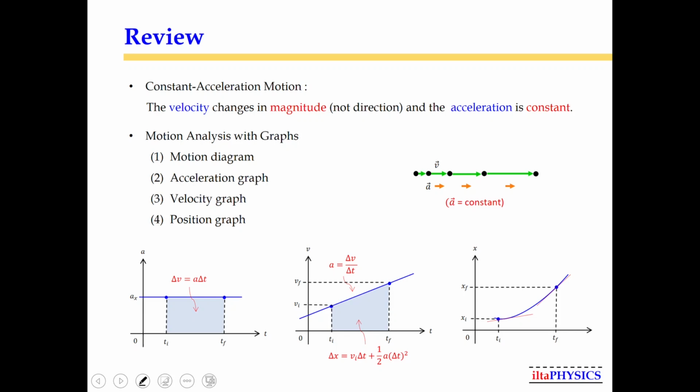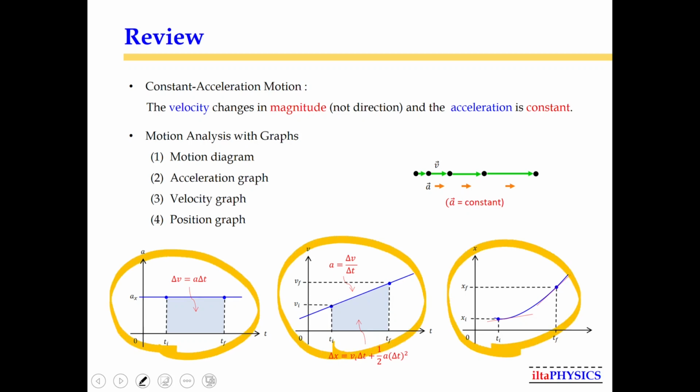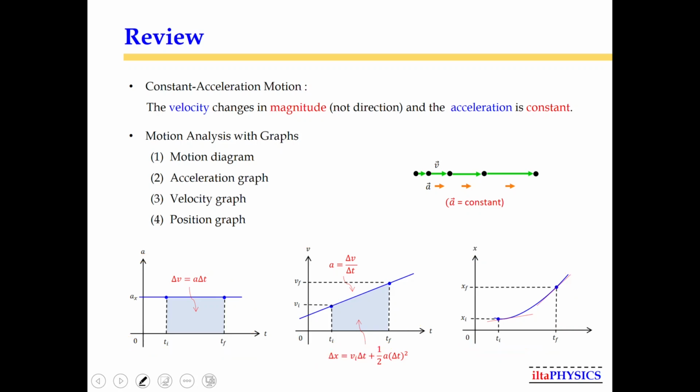By now, you should be very comfortable reading motion diagrams like this. When you see one, you should be able to tell right away what kind of motion is happening. We can also represent this same motion using three motion graphs: the acceleration graph, the velocity graph, and the position graph. First, the acceleration graph. Since acceleration is constant in this type of motion, the graph is just a horizontal line at a fixed value. And remember, the area under this graph, the shaded region between the curve and the time axis, represents the change in velocity.